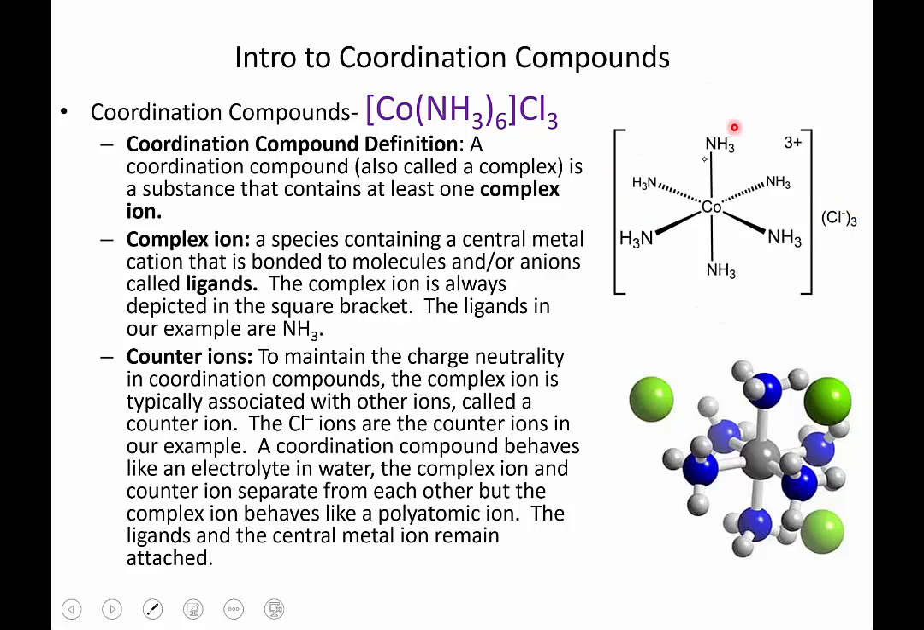It's important to note that this coordination compound will behave like an electrolyte in water. When it dissolves, you'll have your complex ion and 3 chloride anions in solution. But when it dissolves, this complex ion stays intact.